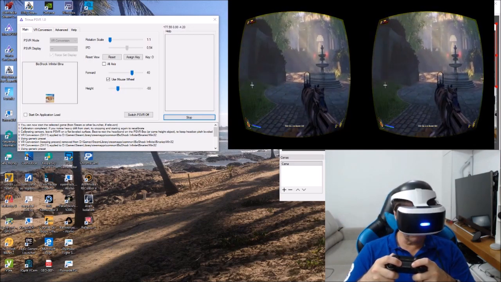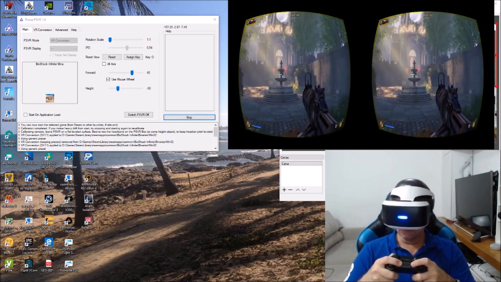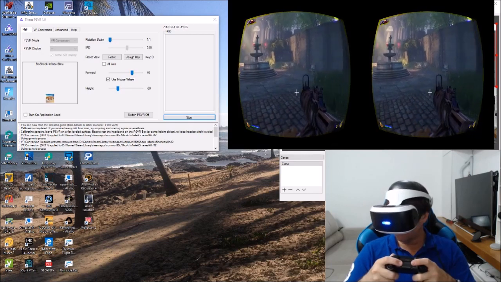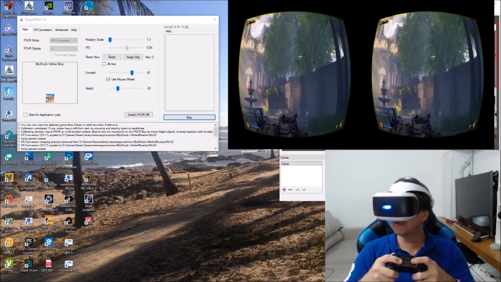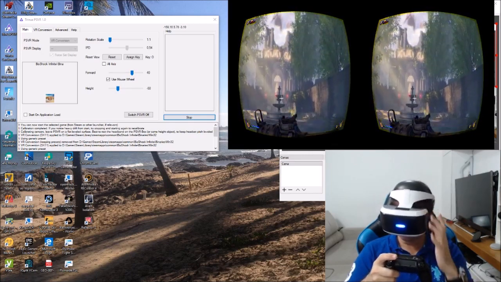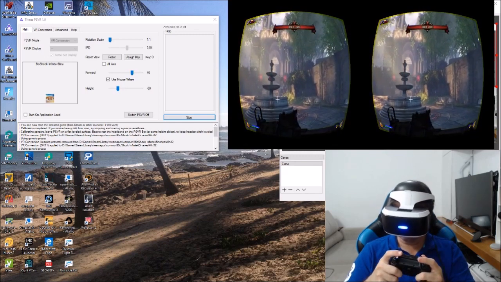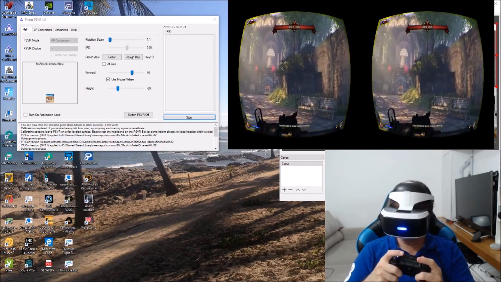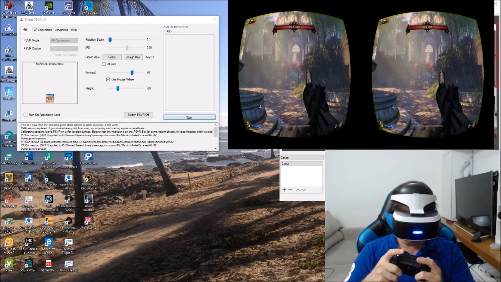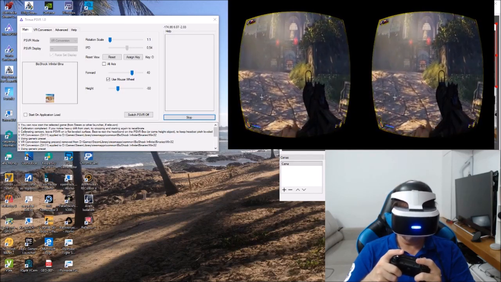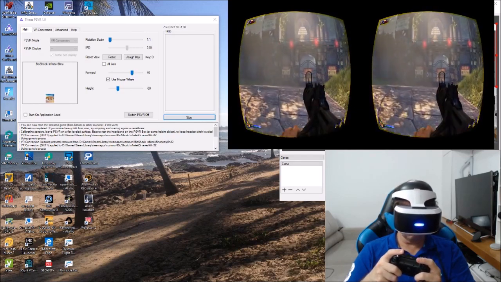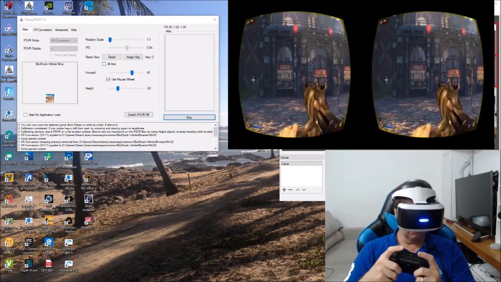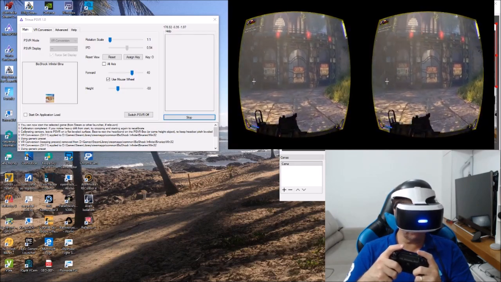I move my head and the gun. You need to configure it, okay? But in this option, the gun is moving. Okay, my friends, the first game is tested.